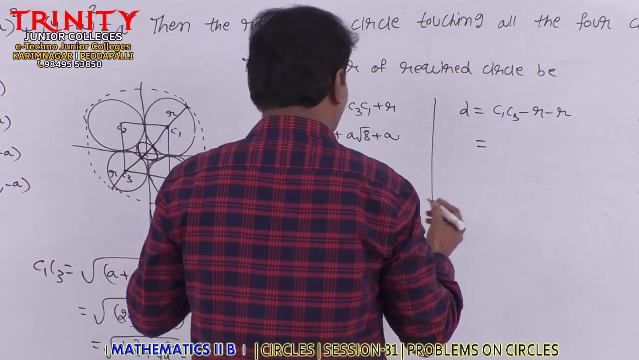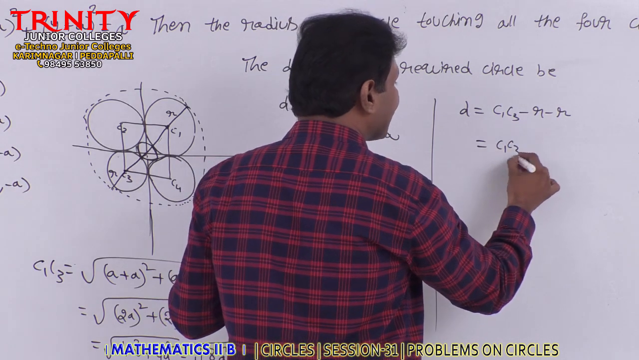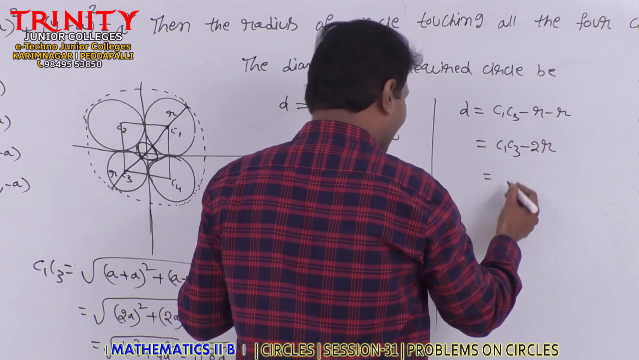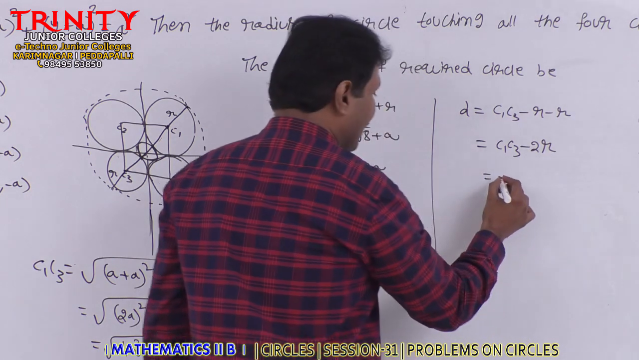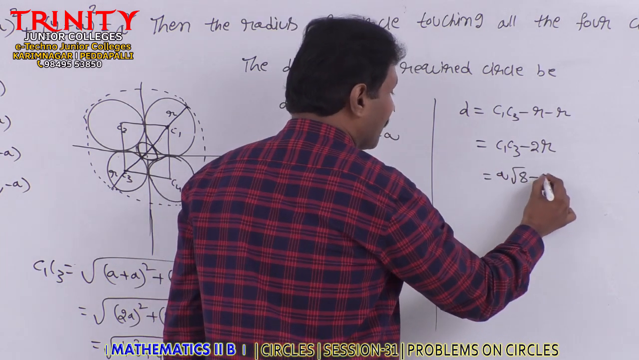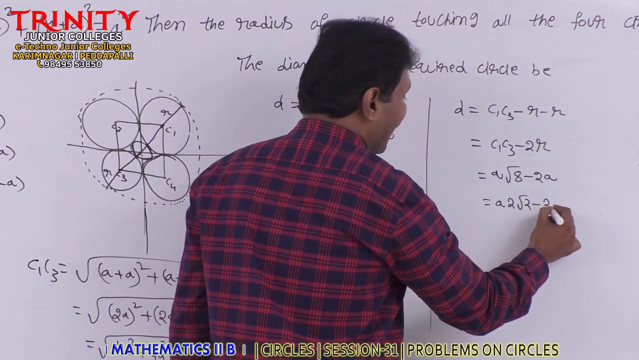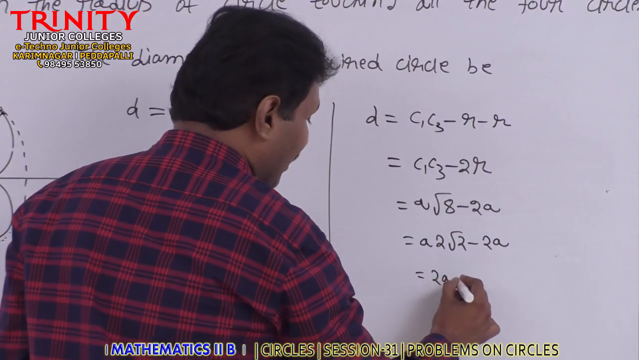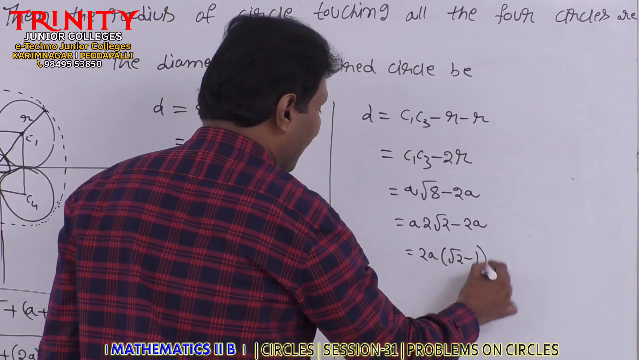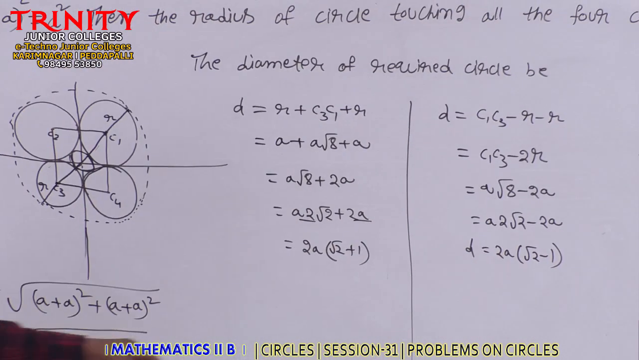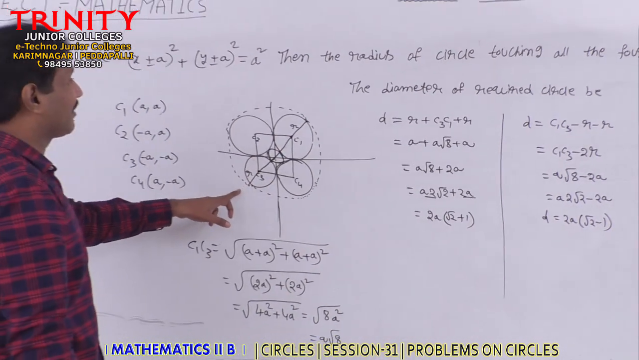Length of the diameter of the required circle in the large circle, small circle: C1C3 minus 2R. C1C3 is a root 8 minus 2a. That equals a into 2 root 2 minus 2a. Take 2a common: 2a into (root 2 minus 1). This is the length of the diameter of the required circle.